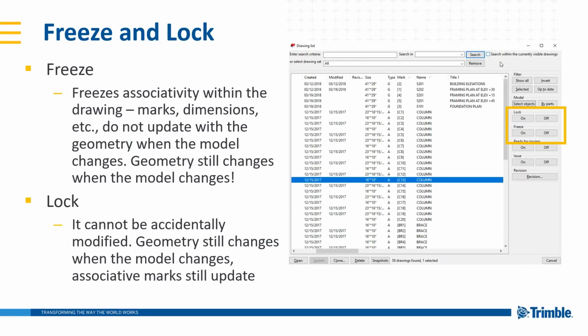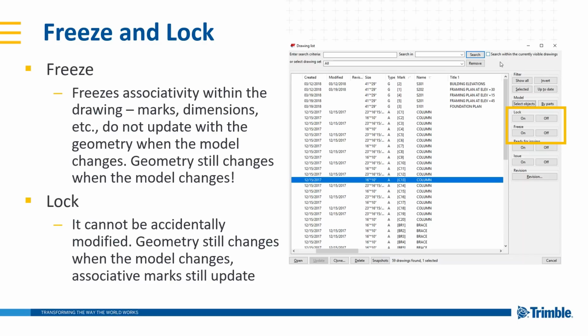The next functionality to go over is the freeze and lock functionality. These are both, again, over on the right-hand side of my drawing list. Freeze freezes the associativity within any of the marks or dimensions in your drawing so that those do not update when the model changes. And then lock basically takes it such that other humans cannot accidentally modify this drawing. So you're saying you don't want anyone else to modify this drawing, and they will get a warning when trying to open the sheet before they're able to make any modifications.